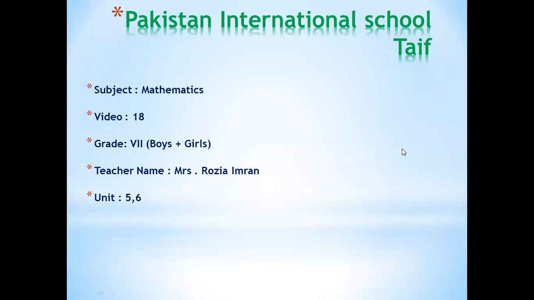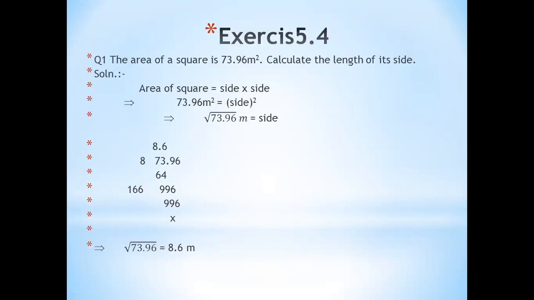Chapter number 5. We have already done 3 exercises of chapter number 5. Today we will do the last exercise of chapter number 5, that is exercise 5.4, and then we start chapter number 6. According to your scheme of studies, exercise 5.4 includes questions from question number 1 to question number 5. So the first 5 questions are included in your scheme of studies.